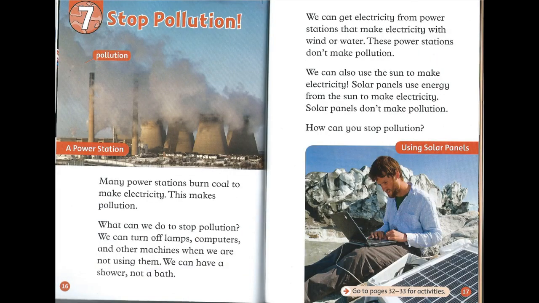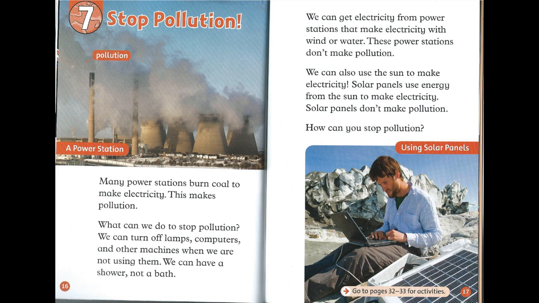Chapter 7. Stop pollution. Many power stations burn coal to make electricity. This makes pollution. What can we do to stop pollution? We can turn off lamps, computers, and other machines when we are not using them. We can have a shower, not a bath.